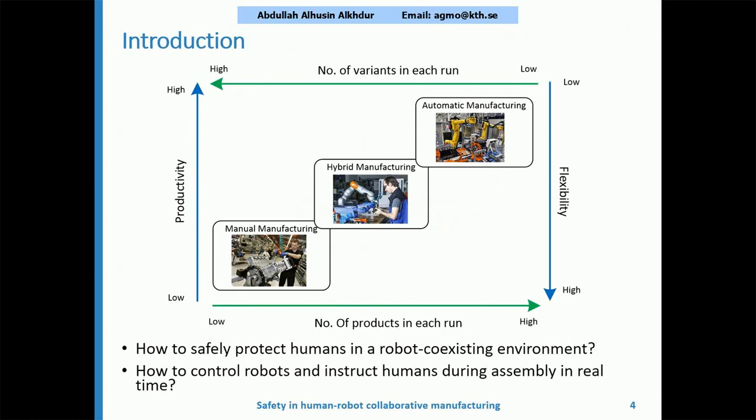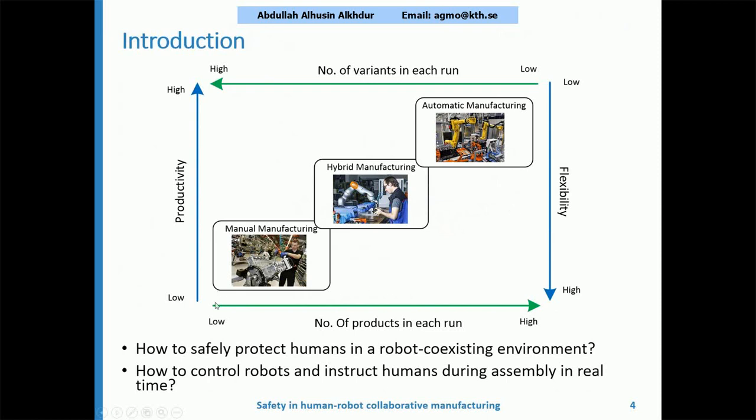So first we will try to answer the question which is related to the first point of what is the level of automation that we need in a robotic work cell. As you can see here in the example, the horizontal level where you have the number of products on each run in the production line, and you have the variant on each run. On the vertical direction, you will have the productivity, which between low and high, and then you have the flexibility in the production line.